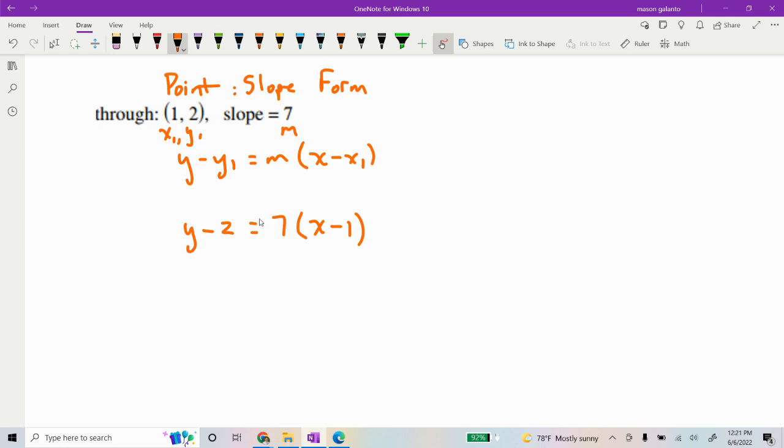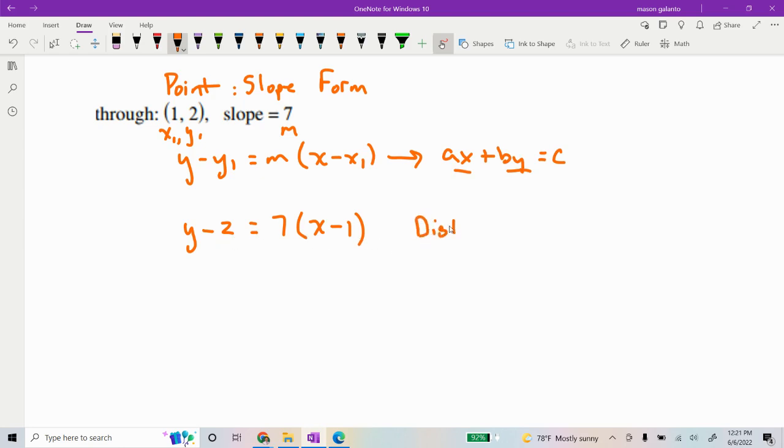So from here, our goal for the problem is we want to convert this into standard form. So we want to convert point slope form into standard form. Standard form is ax plus by is equal to c. So I want my x and my y on the same side of the equation. Well, the steps here are as follows.